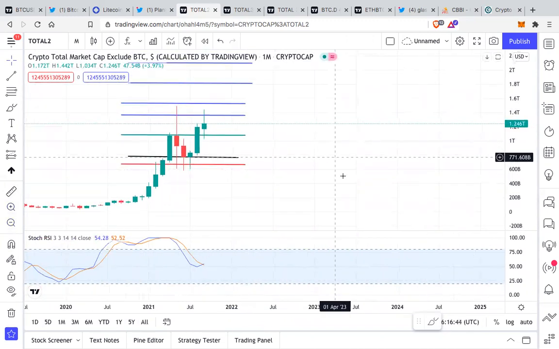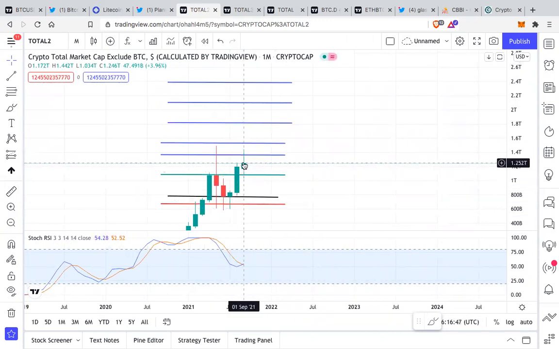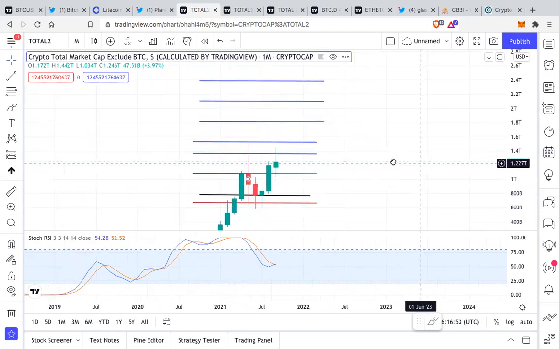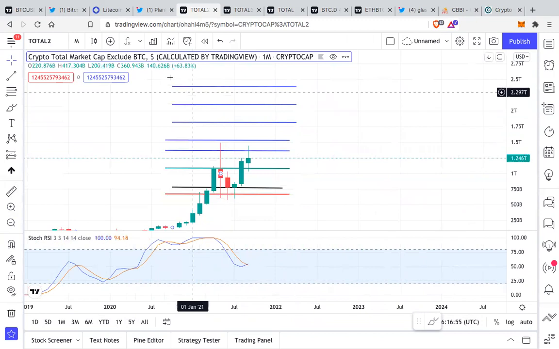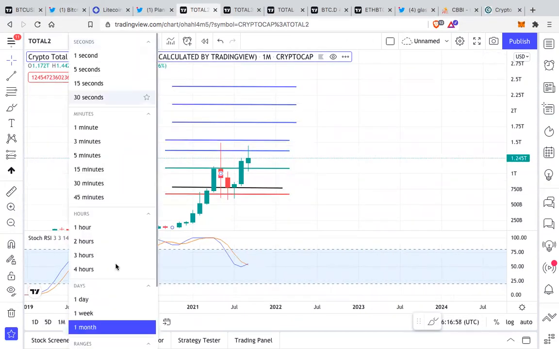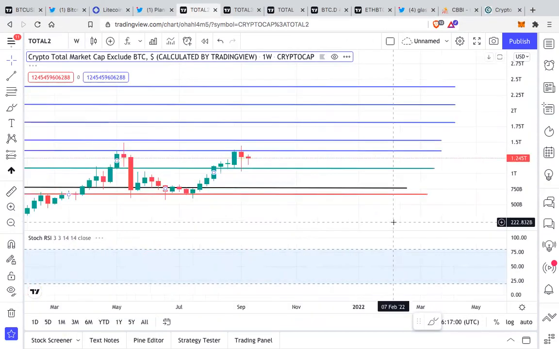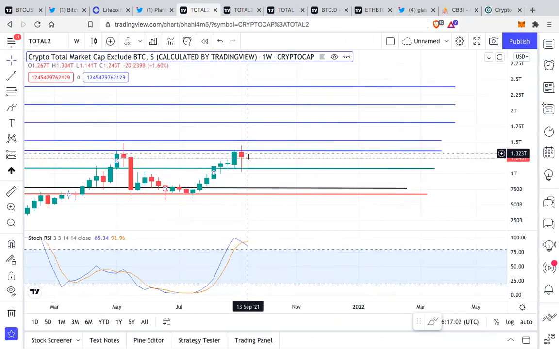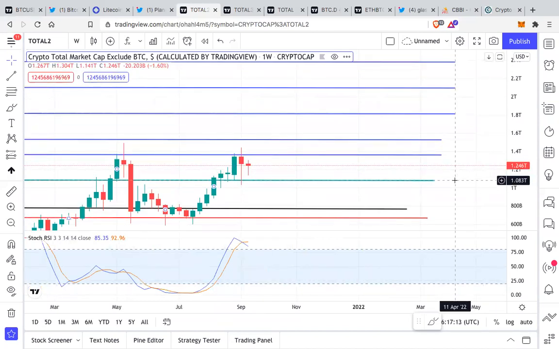We are creating bullish green candles every month. So the total altcoin market excluding Bitcoin is looking extremely healthy on the monthly. If you go on the weekly, again, it's looking extremely healthy. We just went and retested our all-time high and we got a correction from there. And currently we are holding our support of $1.08 trillion.